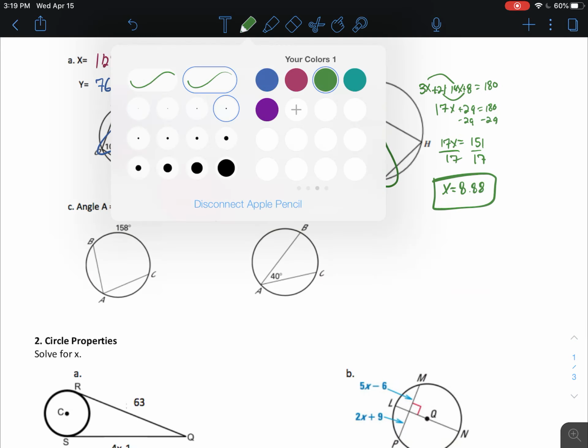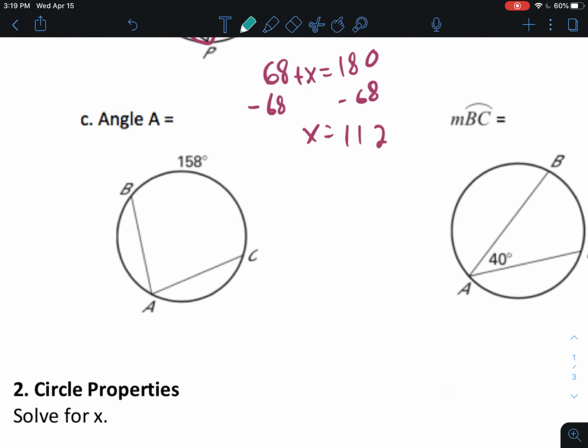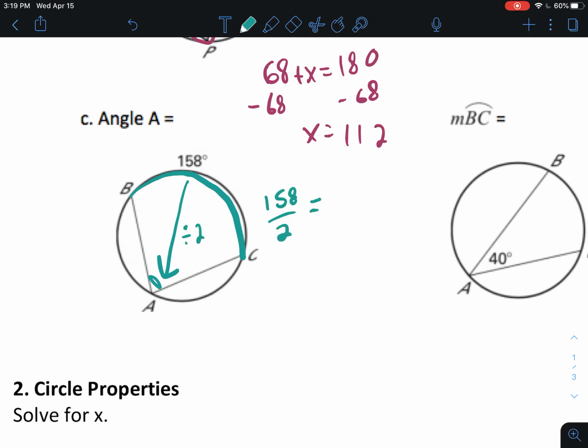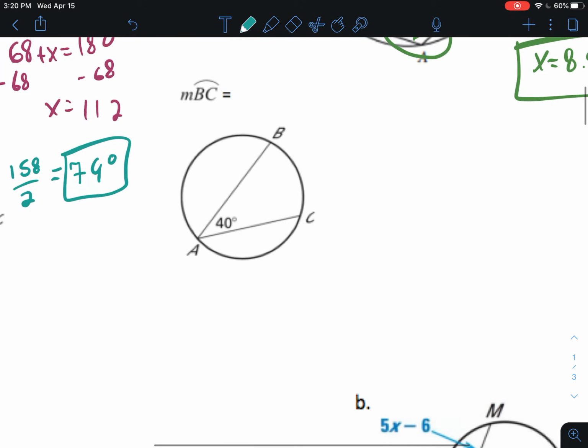All right. This was just the property of an inscribed angle, right? So the arc that it intercepts, if we go down to the inscribed angle, we divide by 2. So 158 divided by 2, that's going to be, what, 79 degrees? Same thing here. If we're given the angle and we want to go up to the arc, we multiply by 2. So 40 multiplied by 2 gives us 80 degrees.